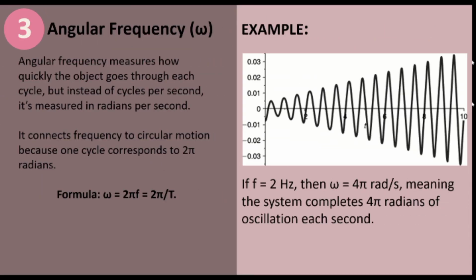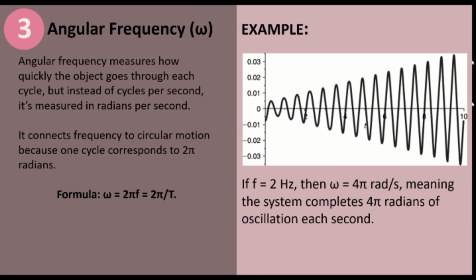Now, let's move on to angular frequency, symbolized by the Greek letter omega. Angular frequency measures how quickly the object goes through each cycle, but instead of cycles per second, it's measured in radians per second. It connects frequency to circular motion because 1 cycle corresponds to 2 pi radians.